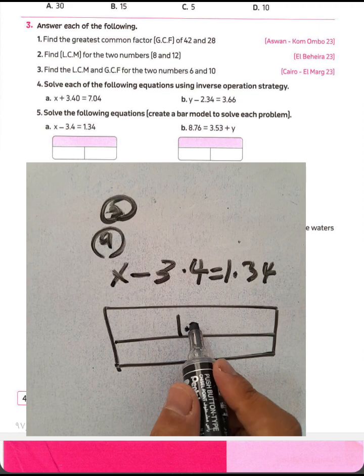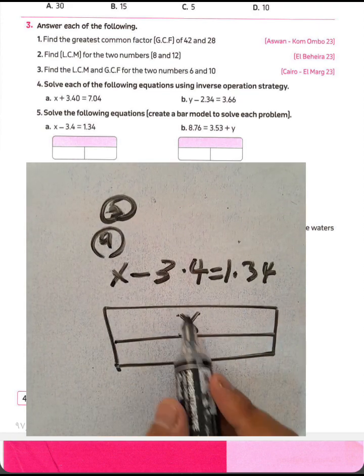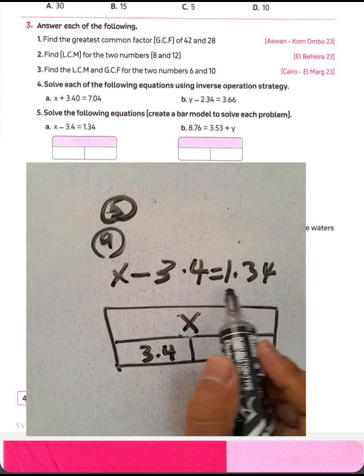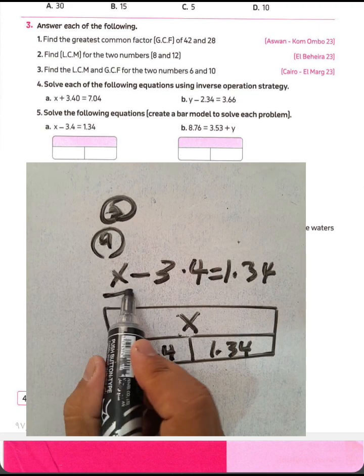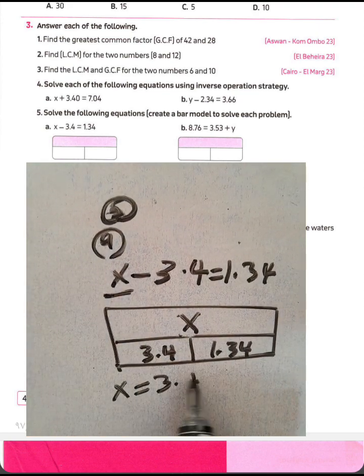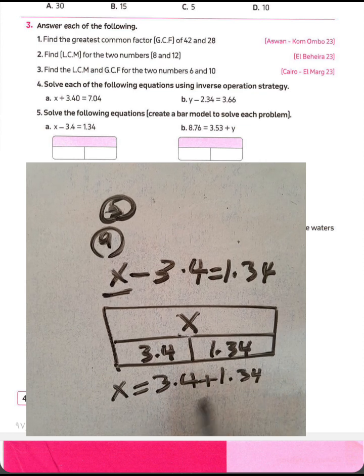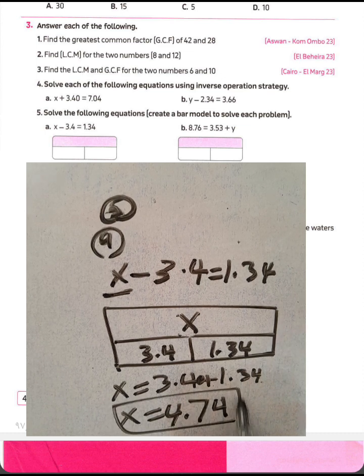x is the greatest, right? x here, and first number 3.4, and the smallest here 1.34, because we want to find the minuend. The minuend is the greatest number right in the top. Then x equals 3.4 plus 1.34. Then x will be equal, write 0 here. 4 plus 0 equals 4. 3 plus 4 equals 7. 1 plus 3 equals 4.